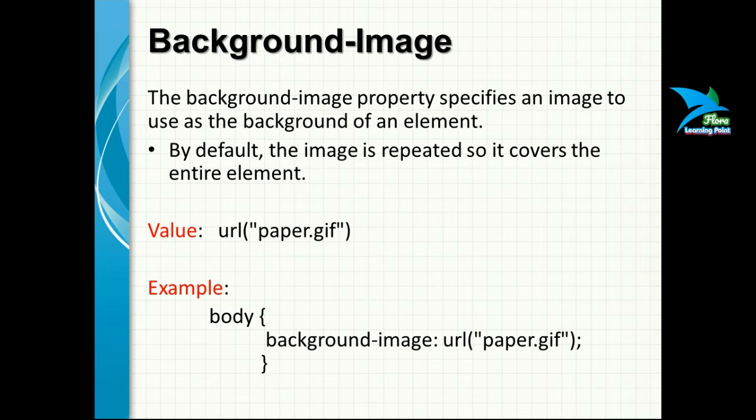Next we are having background image property. The background image property specifies an image to use as the background of an element. You can use background image property with paragraph, with the h1 tag or any other tag, or you can also apply background image on the complete body of the web page. You can assign value to a background image property by using URL function. Inside the URL function, you have to specify the name of picture. Then you can specify any image like GIF, JPG, PNG, or any other format.